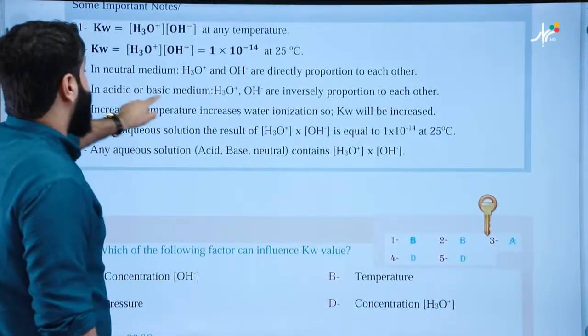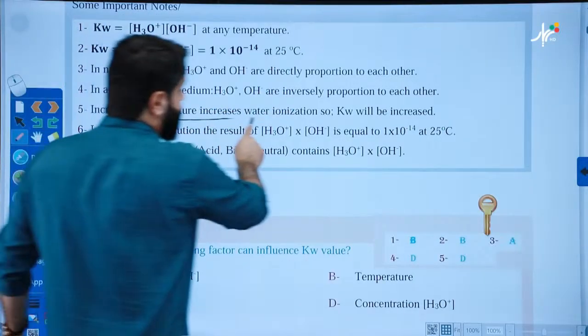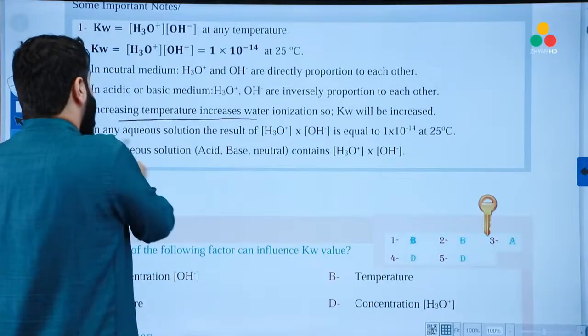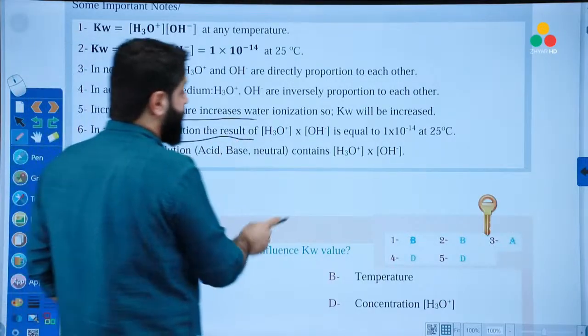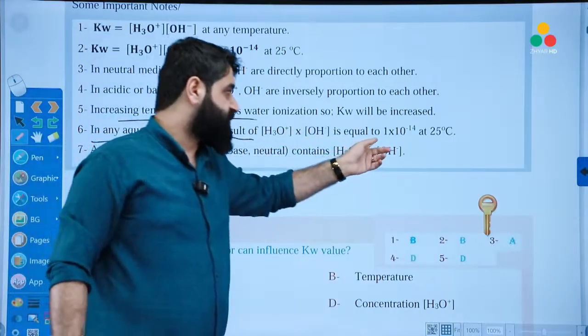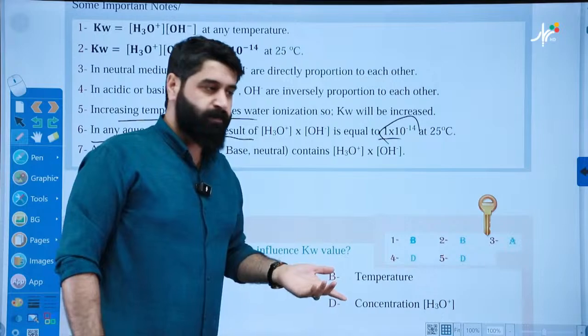In acidic and basic solutions, H3O and OH are inversely proportional. Increasing temperature increases H3O, OH, and KW altogether. Good? In any aqueous solution, no matter if the solution is acidic or basic or neutral, the result of this multiplication is called KW. At 25, it has this value.